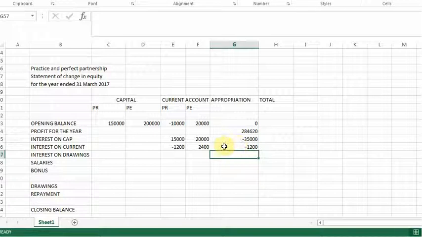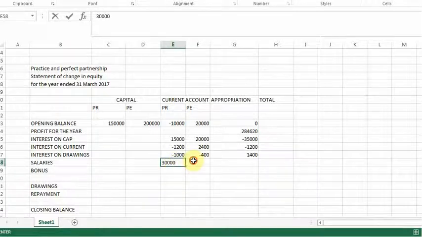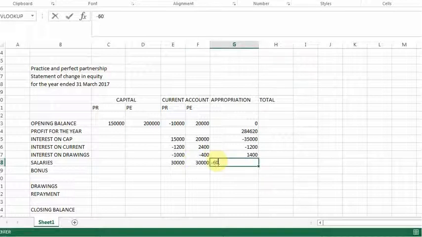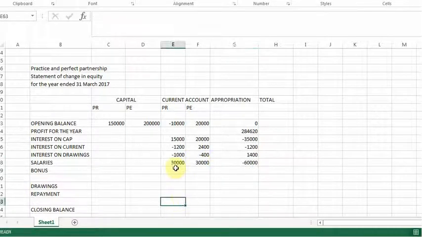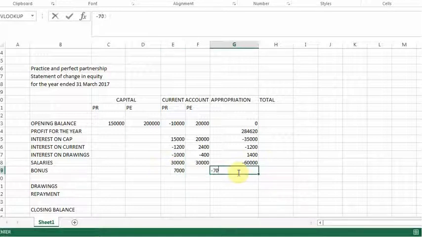The interest on drawings, it's a negative because they paid it, so it's minus 1,000 for the partners, minus 400, but for the business, they get a positive 1,400 Rand. The salaries of 30,000 Rand, again, the amount that they were entitled to is included here, 30,000, but for the business, it's a negative 60,000. The bonus was received by practice. For him, it's positive. For the business, it's negative because it's a payment.